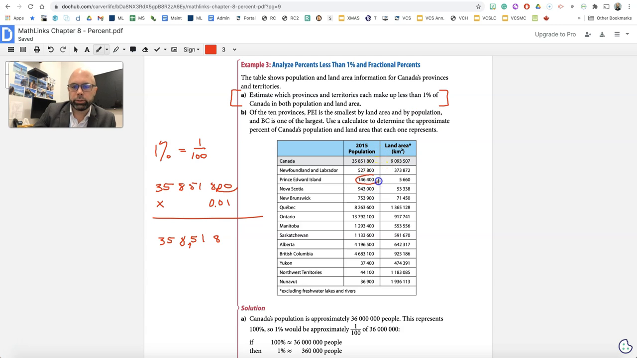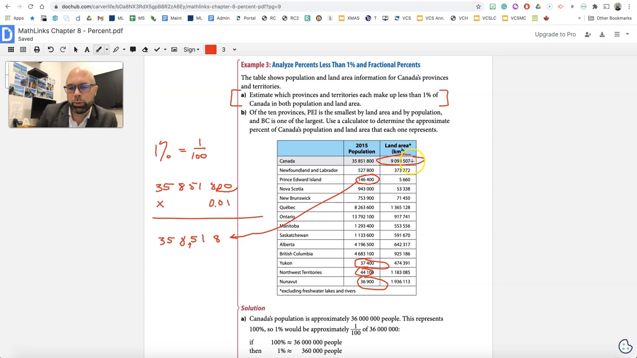Prince Edward Island, right? Population is less than 358,000. And no surprise, the territories. They're tiny in terms of population. For land area, we're going by this number, 9 million. So 1% of 9 million is going to be 90,000. And again, I can see that right away by just moving the decimal.